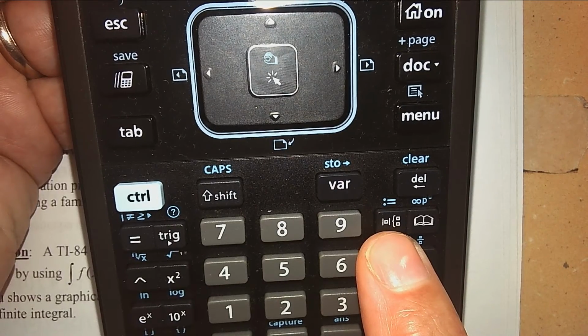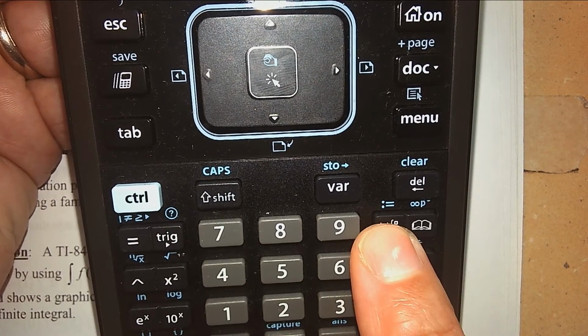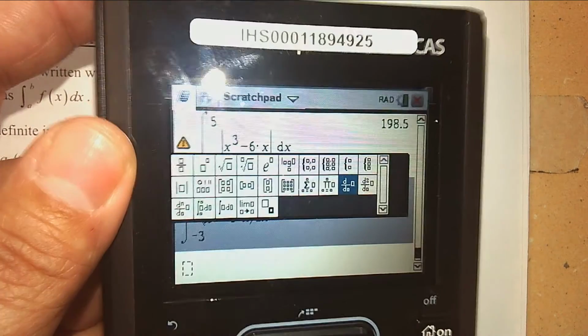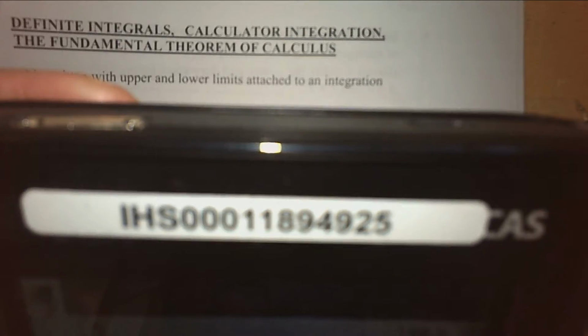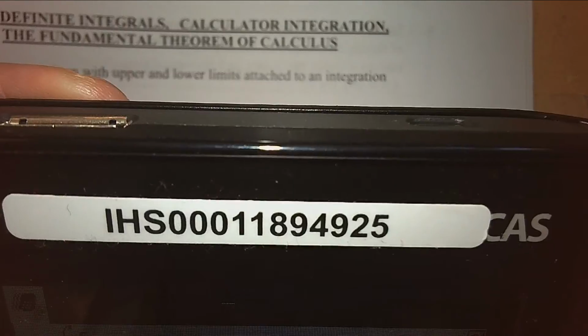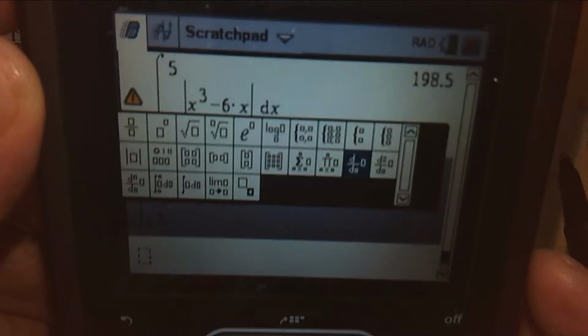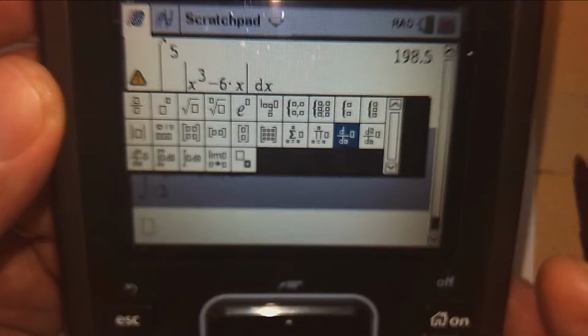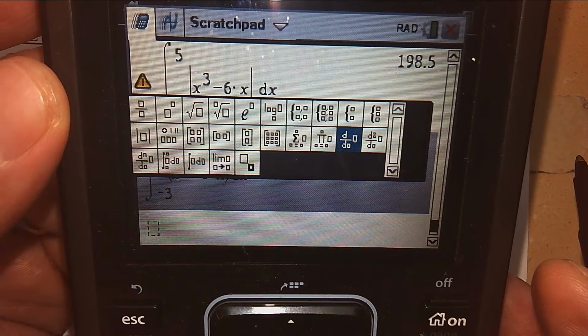Right beside the 9? Yeah. Okay, press that. And that gives you also a whole different template, right? Of all kinds of different, well, where is it? There it is. It gives you all kinds of options. Which one is the option we want?